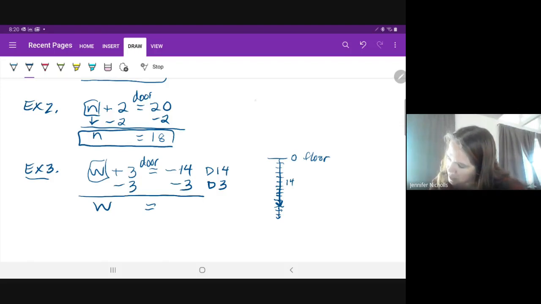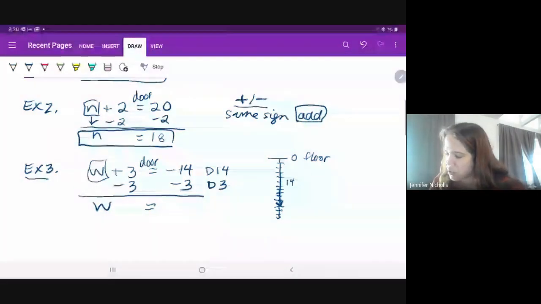I actually have a thing I write over here, so I'm going to have you guys write this. For pluses and minuses, I call it same sign add. Okay, and same sign add is what you just said. You basically add the physical numbers, right? The 17, and that's because it's more down.